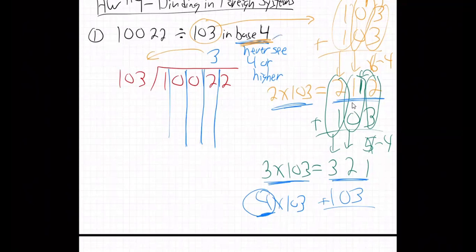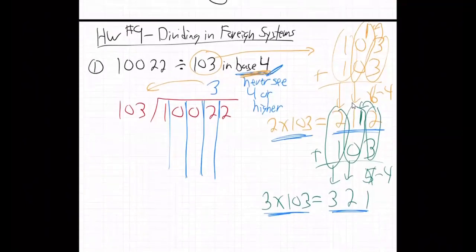Yeah, because we're in base 4. We're never going to see a 4, huh? Yeah. That makes sense? There's not going to be a 4 in base 4. So we're done at 3. Does that make sense? Everybody seeing that? You only go up to 1 below the base number.